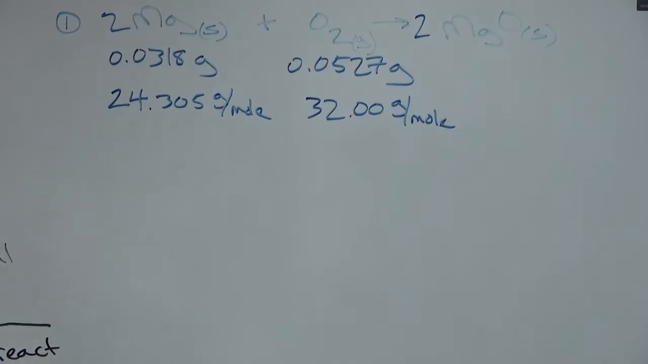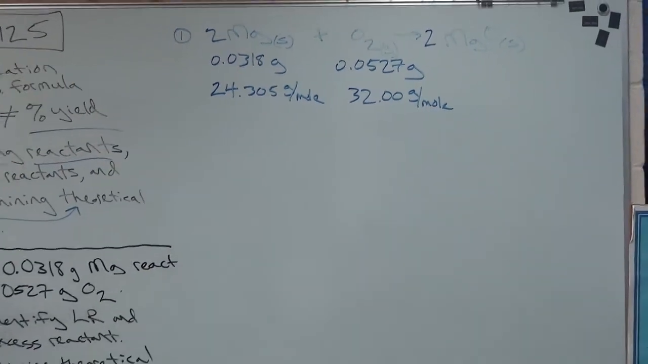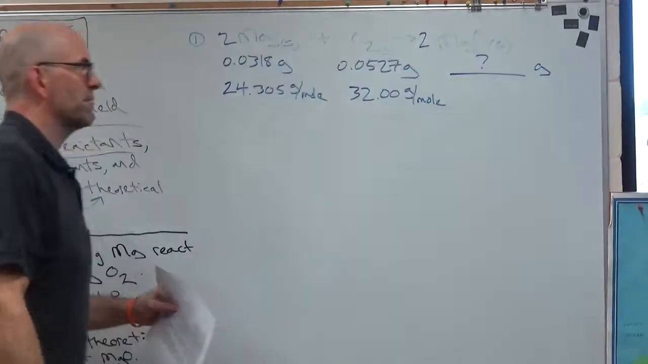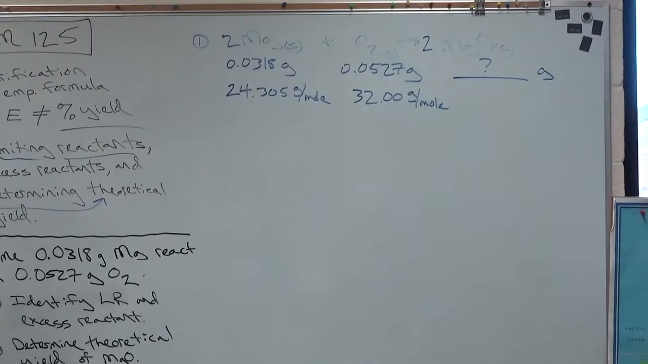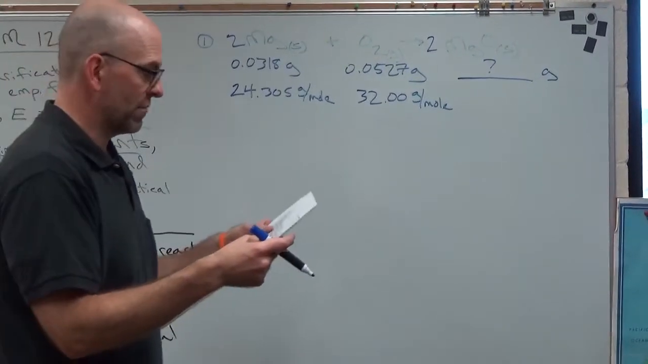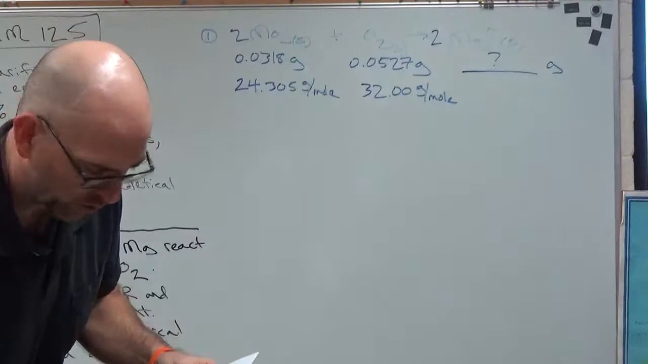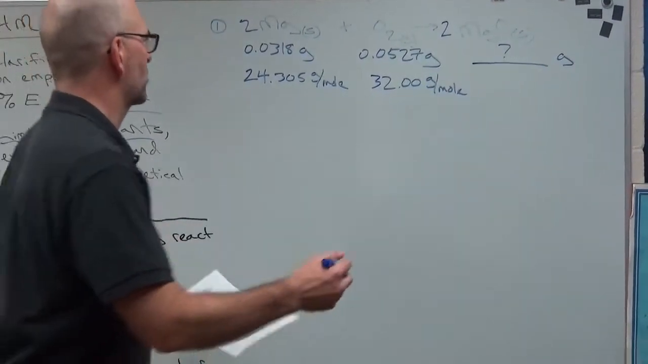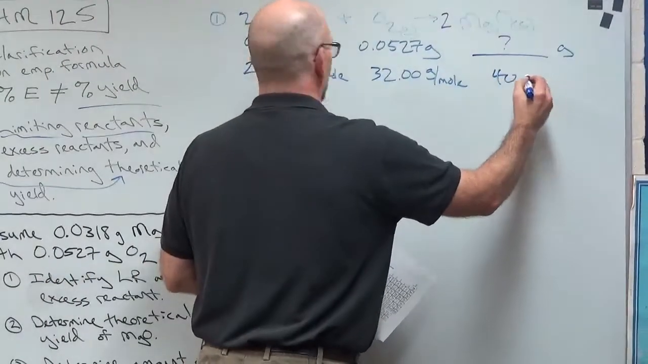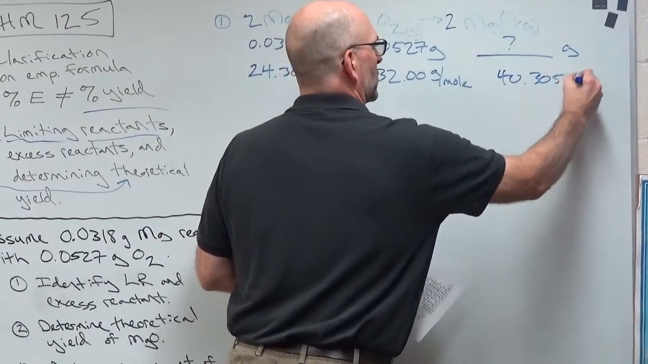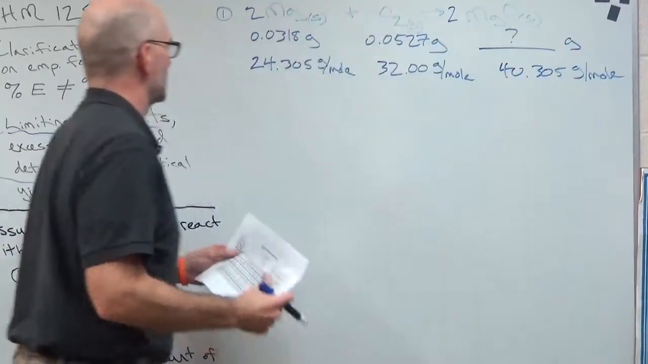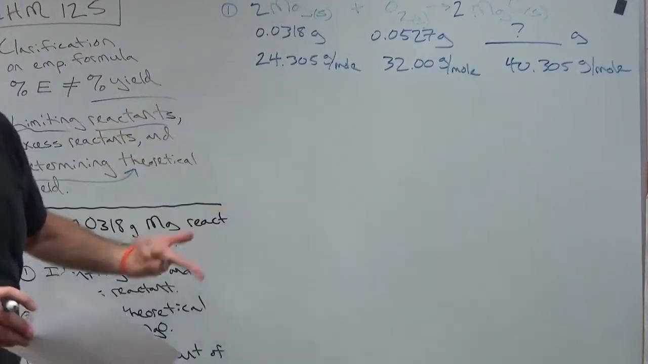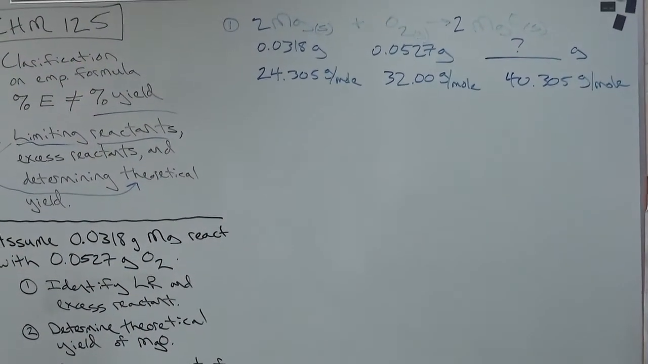All right, so we have all the information we need. Basically what we're trying to do is figure out how many grams of magnesium oxide is going to form. At some point we're going to need the molar mass of magnesium oxide. I don't remember what that is. I think it's 40-something. Let's just call that 40.305 grams per mole. Just this basically plus 16. I think that works. If your numbers are slightly different for molar mass, that's fine.